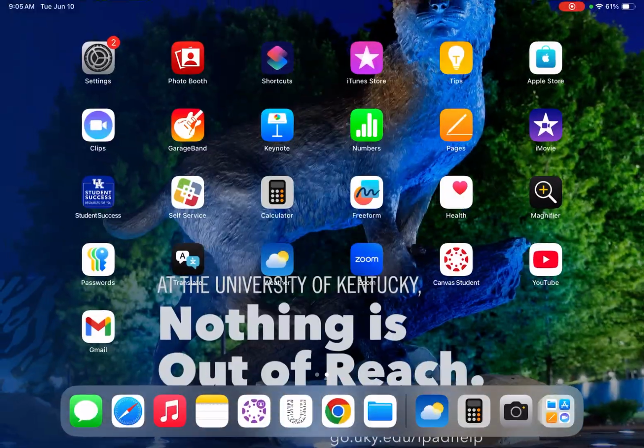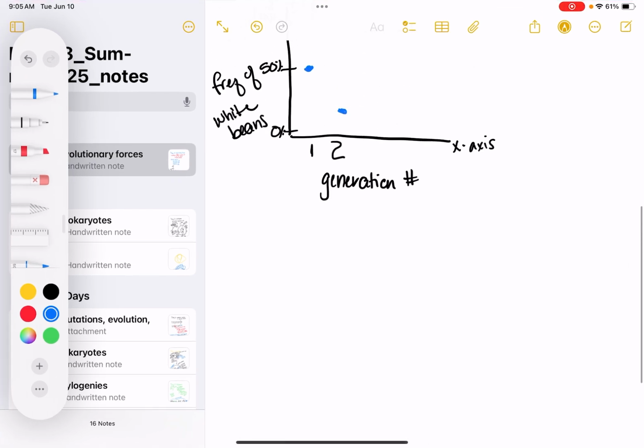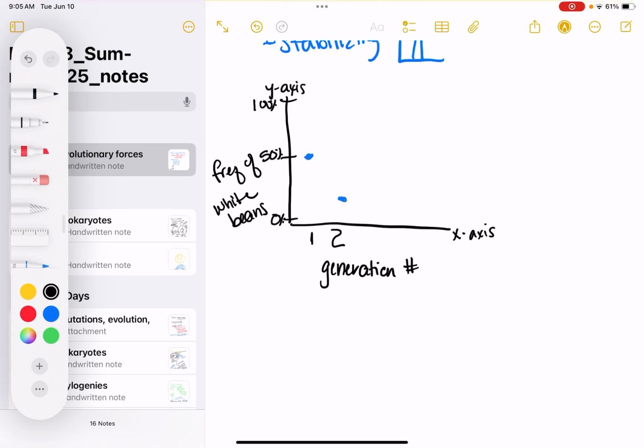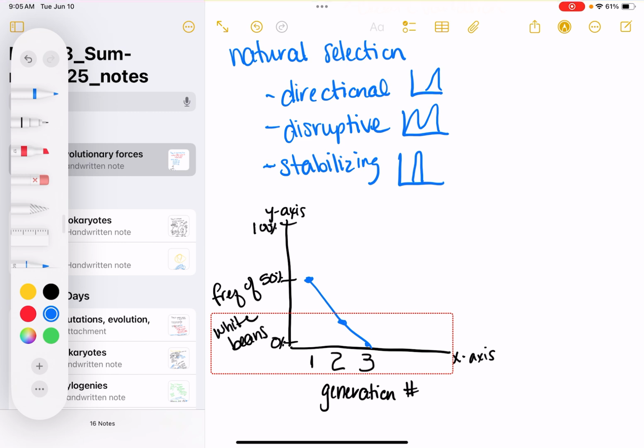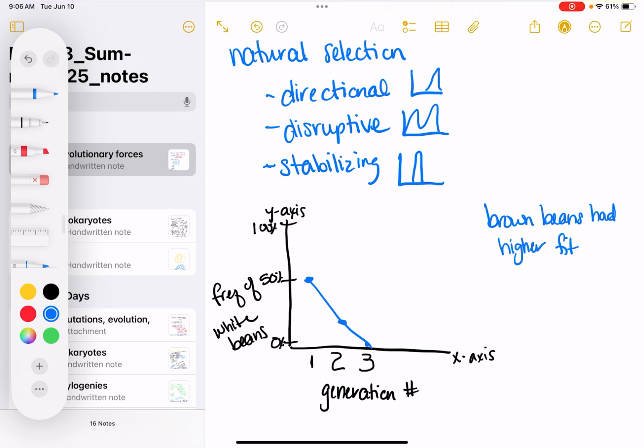left. Okay. So here I've gone all the way down to 0% white beans already, okay? So I really drastically changed, okay? And the type of selection that was happening here was directional selection, right? I was eating all of the white beans, so the brown beans had better fitness. So in this example here, brown beans had higher fitness, right? Because the predator wasn't seeing them, right? White beans were being eaten.